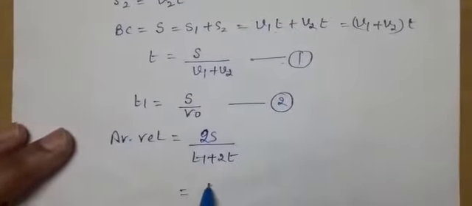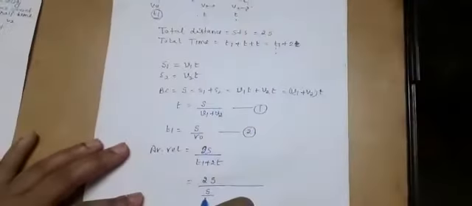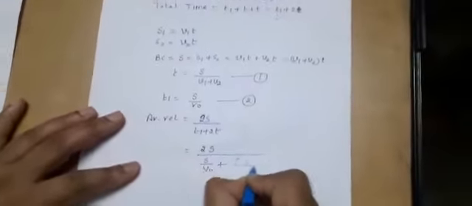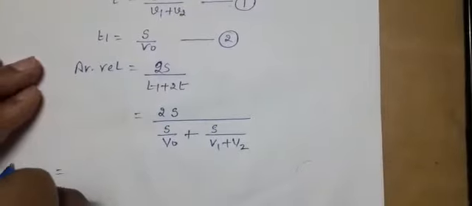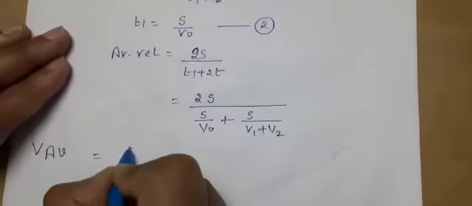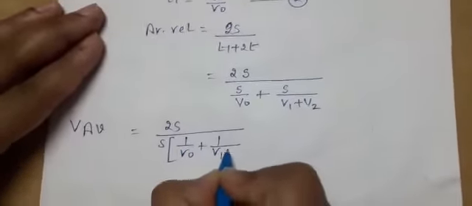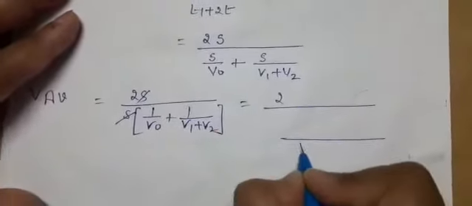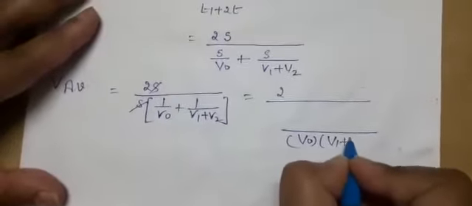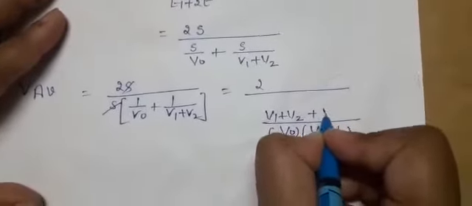So now the next step is simple substitution of the time here. 2s upon t1, where t1 is s upon v0, plus s upon (v1 plus v2). Here s is common, take s common, so average velocity is 2s upon s, 1 by v0 plus 1 by (v1 plus v2), and s is cancelled. Simplify. In the denominator there will be the LCM, v0 into (v1 plus v2), so v1 plus v2 plus v0.